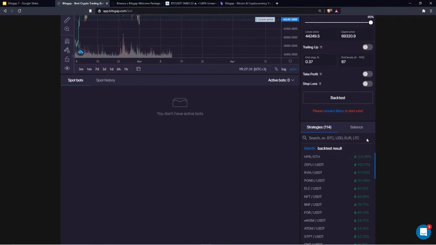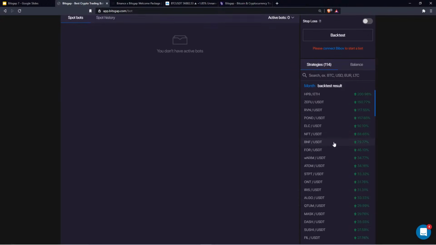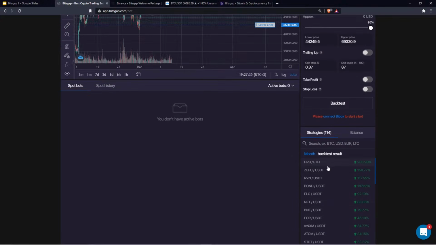So on real account I have other recommended strategies, you see, and these are results based on the return generated by the bot in the quote currency. So you see it managed to make 200% in Ethereum relative to your investment throughout the period of last month. You can sort this by weekly results. So you see, based on weekly results, the STPT is the top one.